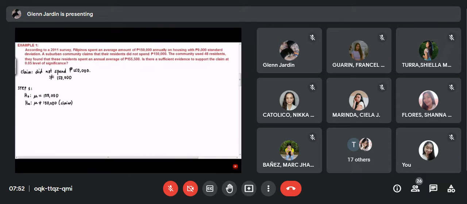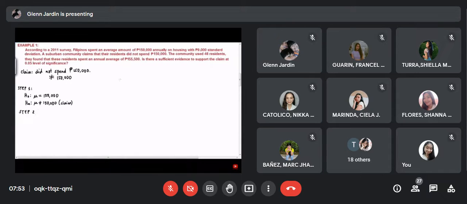So, in this case, nauna nating na-identify yung ating Ha kasi yun yung claim natin, which is mu is not equal to 150,000. So, nasa Ha yun, kasi lahat ng nasa Ha ay yung mga walang equal. Okay? Ngayon, syempre, i-opposite nyo yan sa H0. So, magiging H0 ninyo is mu is equal to 150,000. So, same lang naman yung number na gagamitin. Okay? Yan yung population mean. Pagkatapos niyan, guys, we will proceed to step 2.